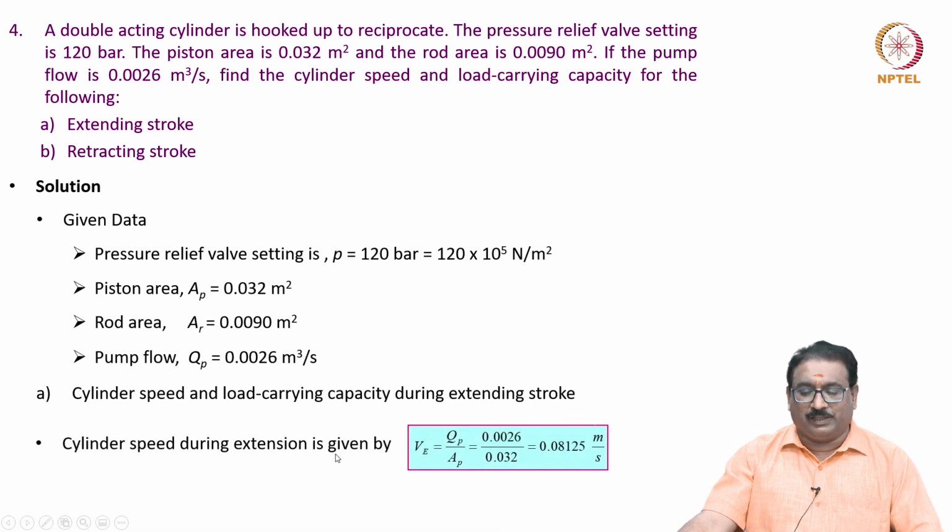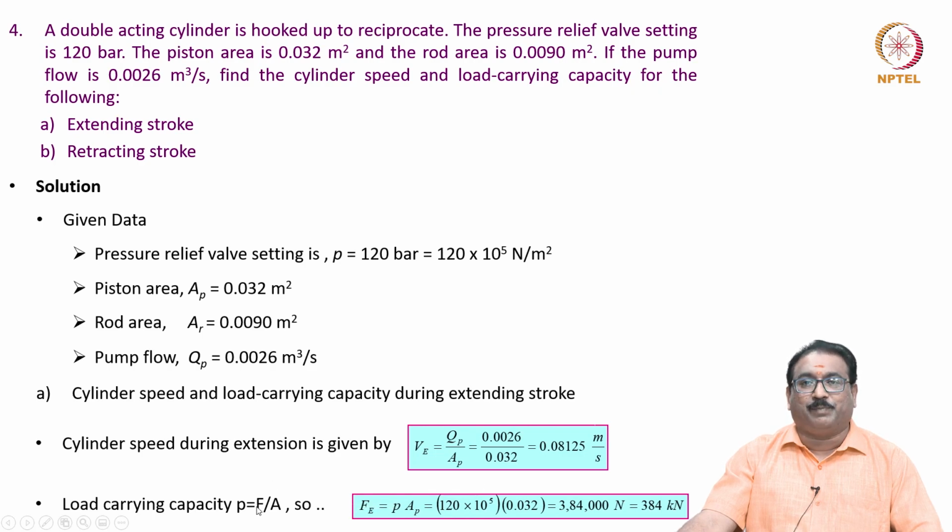Cylinder speed during the extension is given by VE equals QP by AP, head side, correct. QP is known, AP is known. You will get 0.08125 meters per second. Similarly, load carrying capacity: P equals F by A, then F equals P into A, meaning P into AP, correct. P I know is 120 and AP I know. After this, I am getting a value, divided by 1000, you will get 384 kilonewton.